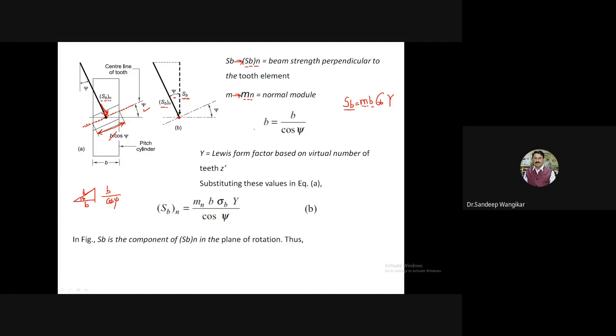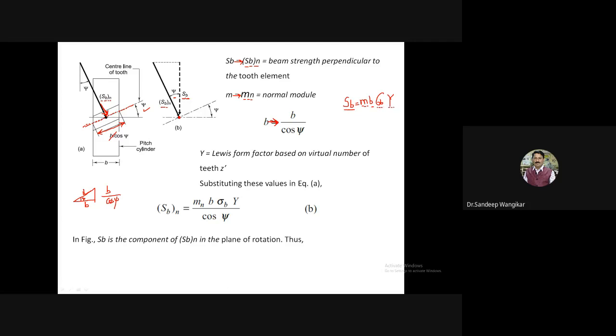So B will be replaced by B divided by cos of psi. And sigma B will be as it is, because it is a material property. Therefore, it will not change.